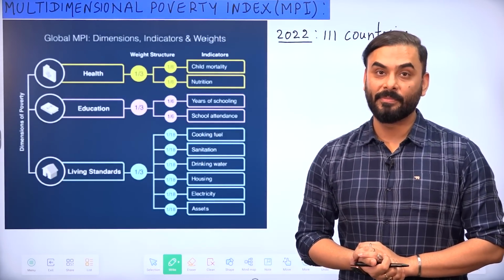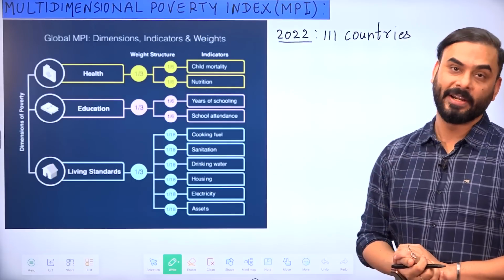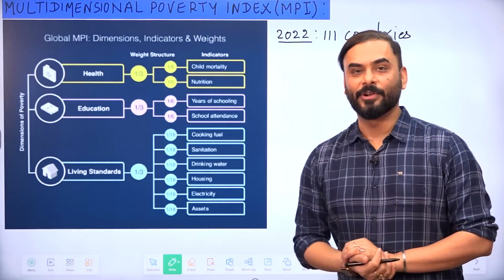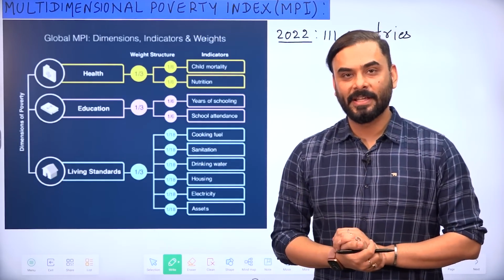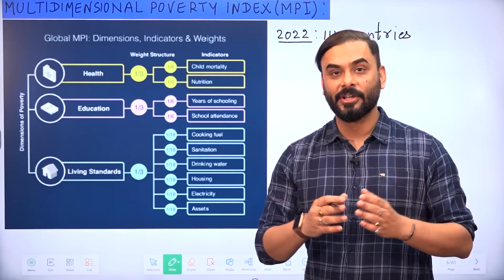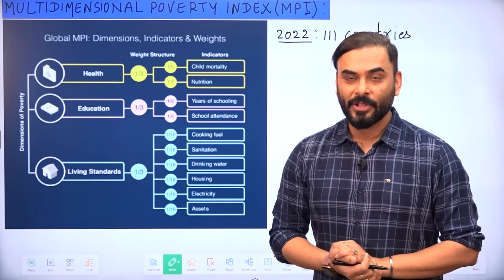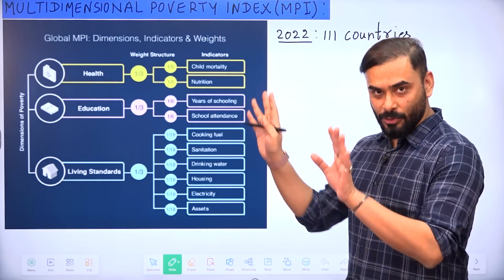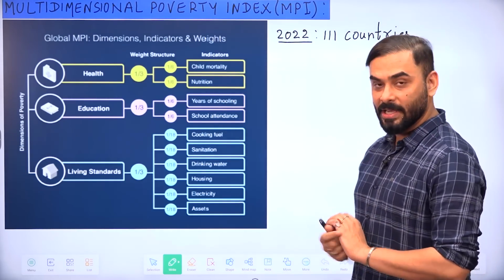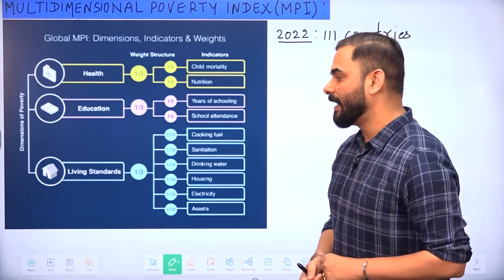Now guys, let us look at a very important measure of poverty, which is calculated by the United Nations Development Program, called the Multidimensional Poverty Index. What is actually poverty? UNDP says that poverty means deprivation. So if you are denied of something, then we will say that you are poor. So poverty, according to UNDP's Multidimensional Poverty Index, is measured using three indicators.